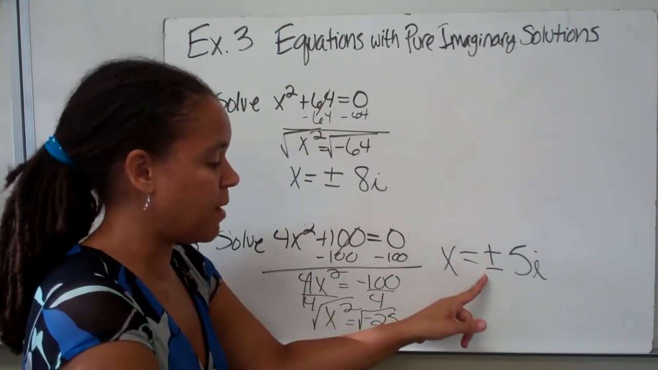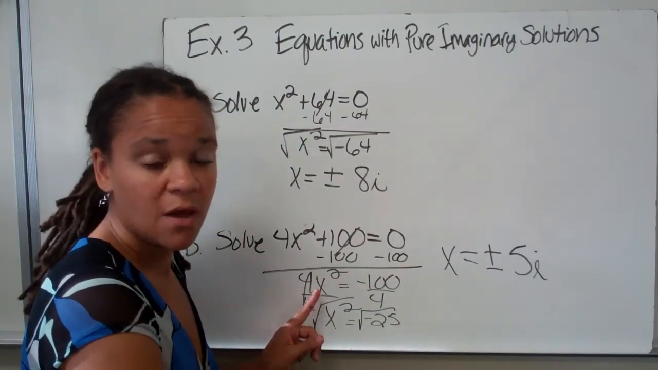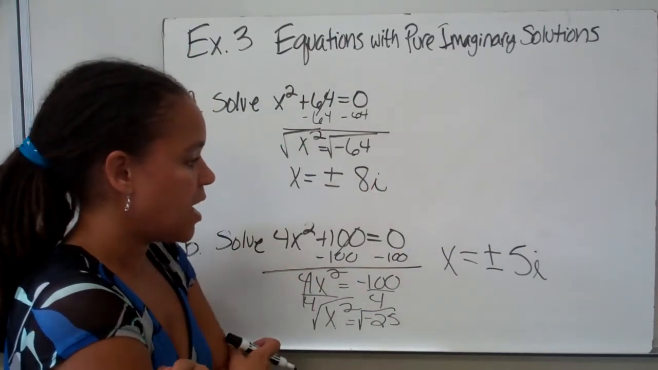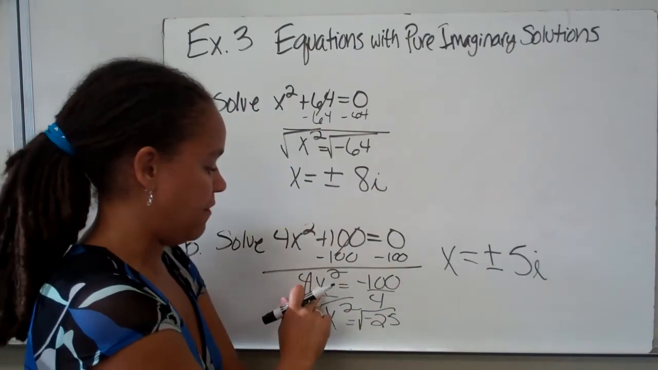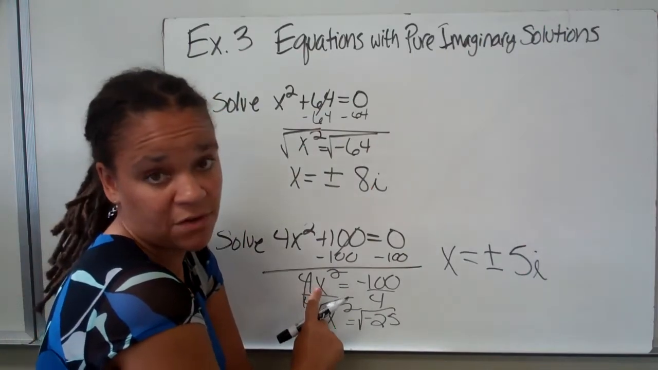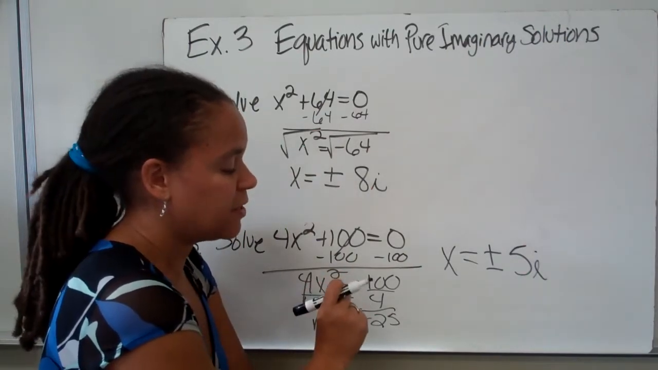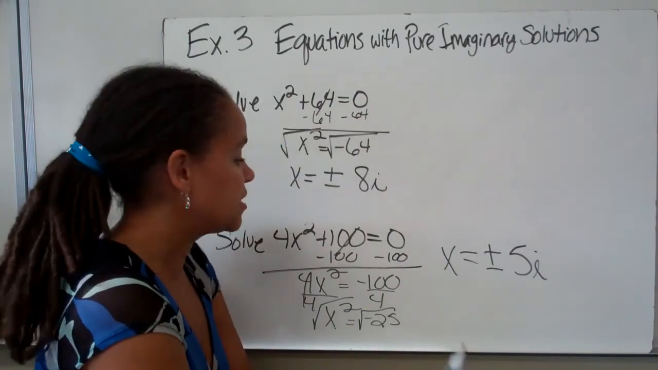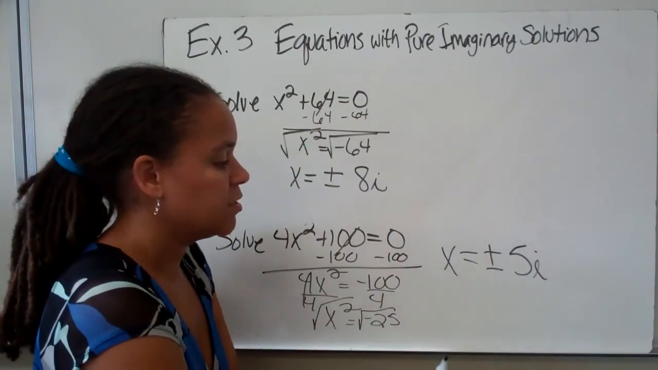Remember to keep your plus or minus when you're taking the square root, because if I take the square root, I'm not sure if it's going to be plus or minus. I could have negative 5 here and square it and get 25, or I could have 5 here, square it and get 25. So you need to make sure you write plus or minus whenever you're taking the square root of both sides and solving for an unknown squared value.